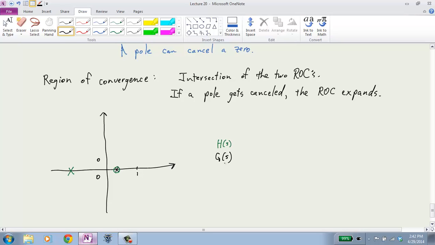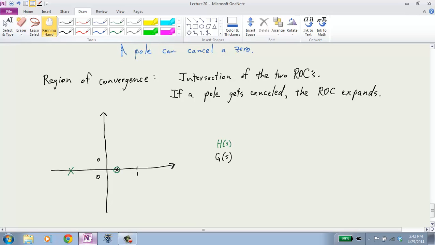Well, we're assuming they're causal, both of them. So is H of s stable? Yes. And why is it stable? Yes, because the imaginary axis is included in the region of convergence. In fact, we know this general rule for causal systems: the poles all need to be in the left half plane, and then we're good for stability.